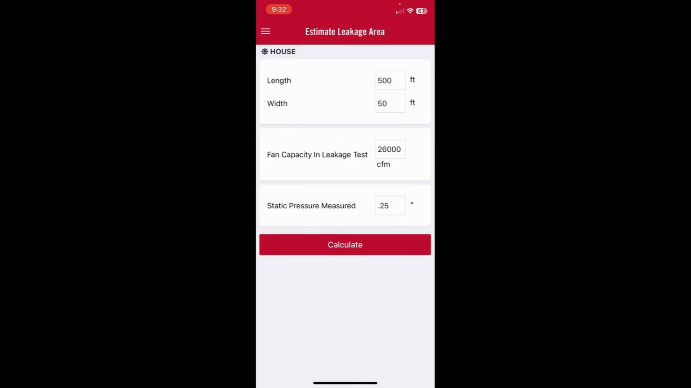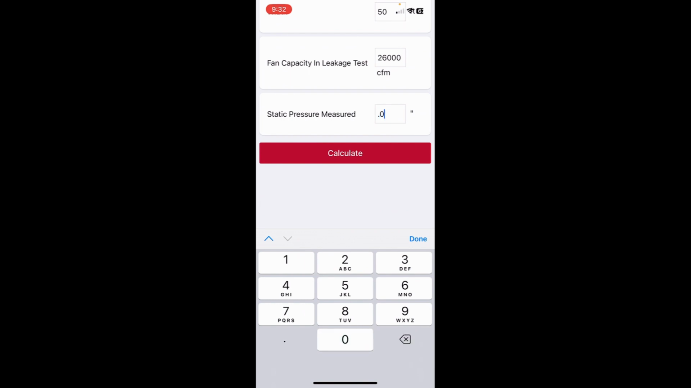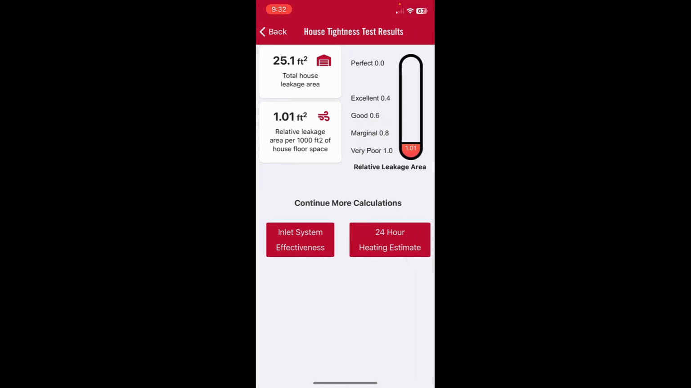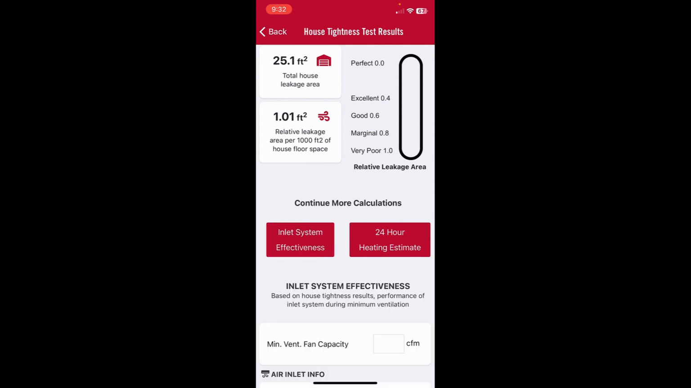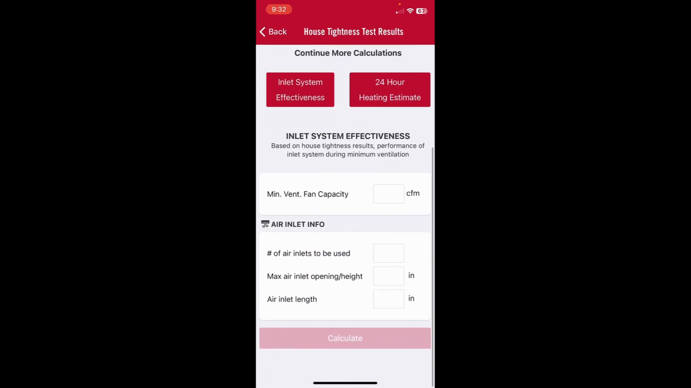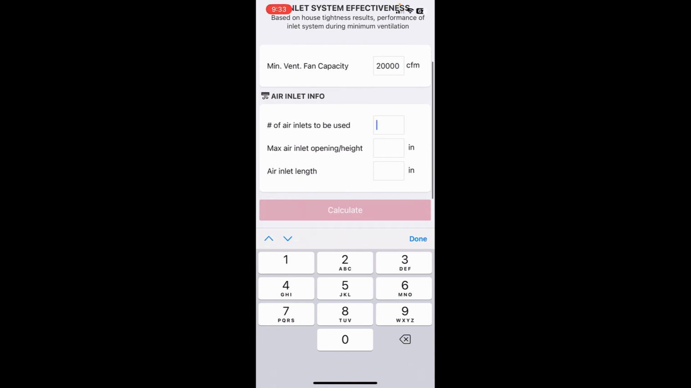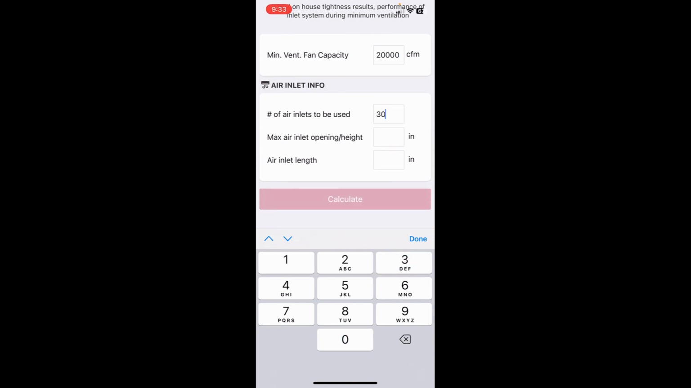Now we can go back and check. Let's go all the way back and change our pressure to what it was before, 0.07, very loose house. Again, we hit calculate. Now we're going to use the inlet system effectiveness calculator that's associated with this. Again, 25 square feet of leakage, very high leakage area. We're going to use a couple of 36s for minimum ventilation. Let's say they move 20,000 CFM in total. Let's say there's 30 inlets in our brooding area. We're in half-house brooding, running two 36-inch fans.